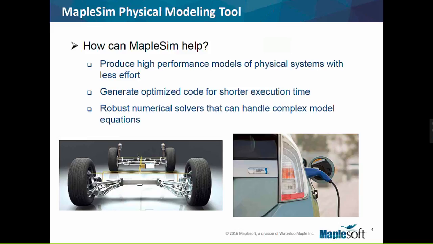So let's first talk about the tools that we're going to be using for the model development and optimizations. The first tool that we're going to be talking about is MapleSim. MapleSim is a physical modeling and simulation tool developed for modeling and simulating physical systems. You can think about an electrical network, automotive systems, hydraulic pumps, etc. They can all be modeled in MapleSim. So how can MapleSim help with the optimization process?